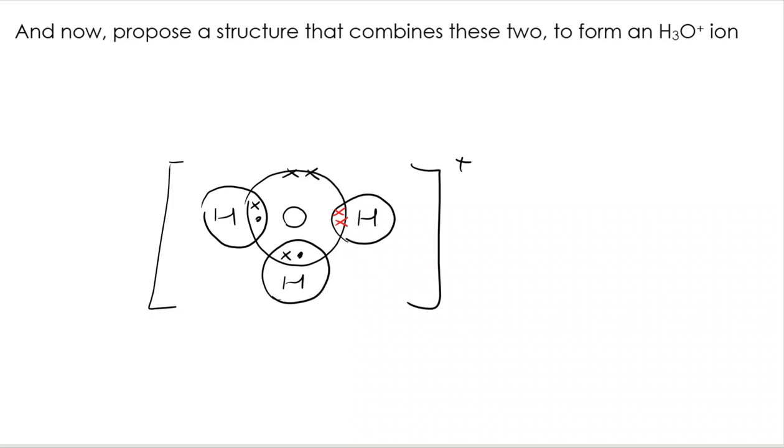Final thing that I'm going to show you before we finish this video is how we represent a coordinate bond. A covalent bond is simply a line. A double bond is 2 lines. A triple bond is 3 lines. But a coordinate bond includes an arrowhead. And the arrowhead points in the direction that the electrons have been donated for sharing.